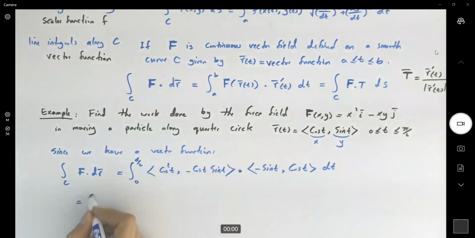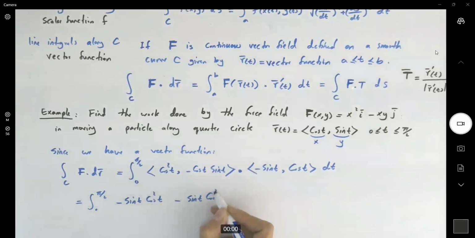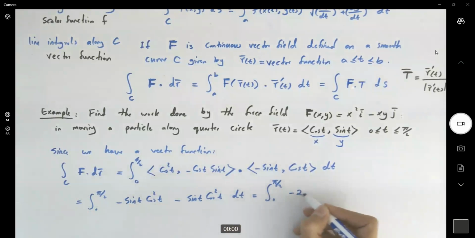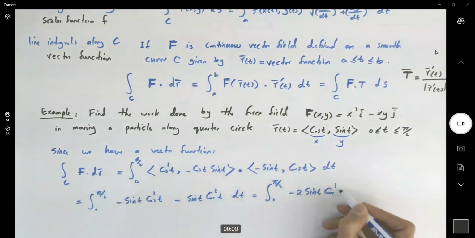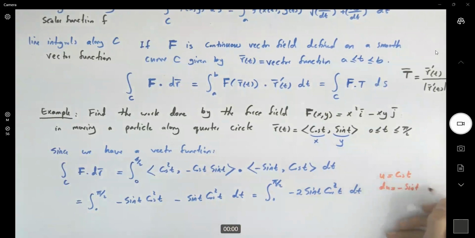This guy becomes the integral from 0 to pi over 2. So the dot product, you multiply the first components, you multiply the second components and add them together. It becomes negative sine t cosine squared of t minus sine t cosine squared of t dt, or the integral from 0 to pi over 2 of negative 2 sine t cosine squared of t dt. You can use u-sub, u equals cosine t and du equals negative sine t dt. Perfect.